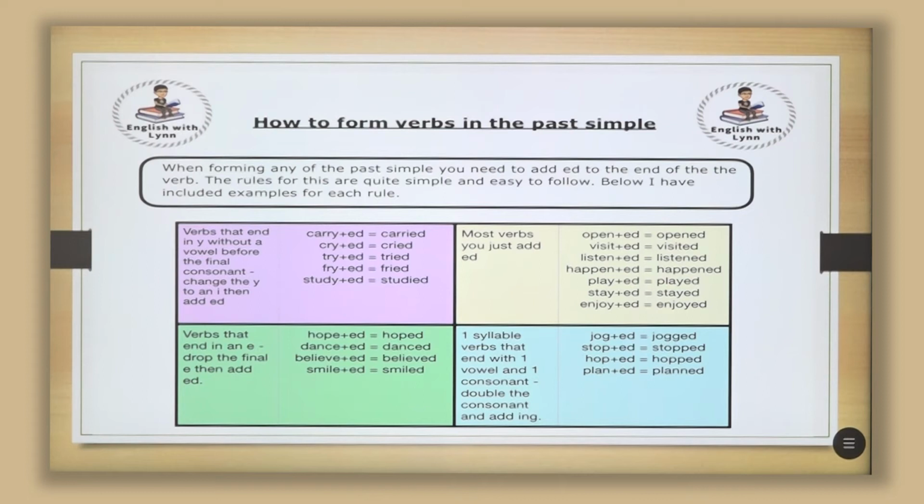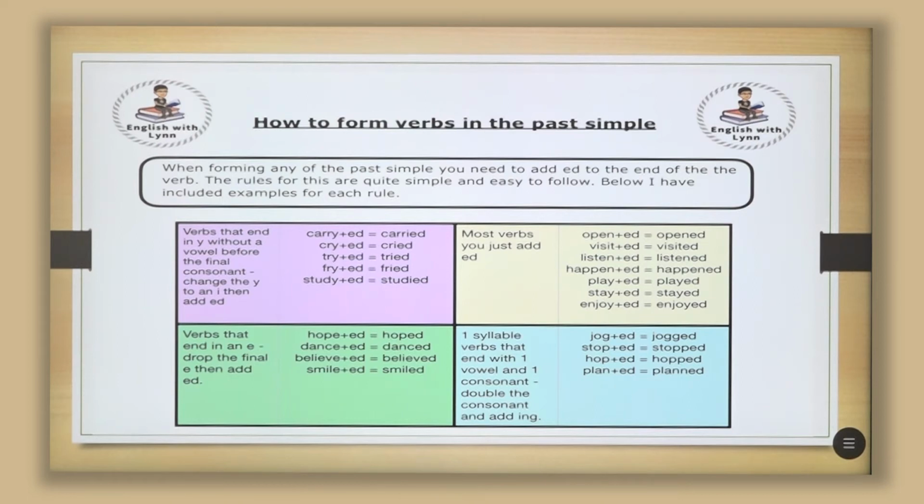So if it has a consonant before y, then y changes into I, like carry, carried, cry, cried, try, tried, fry, fried, study, studied. Verbs that end in an e drop the final E, then add ED. So like hope, hoped, dance, danced, believe, believed, smile, smiled. So we don't double E, we drop one E.